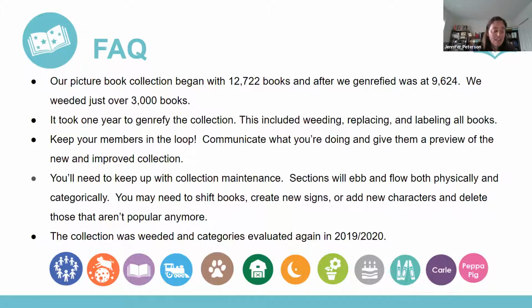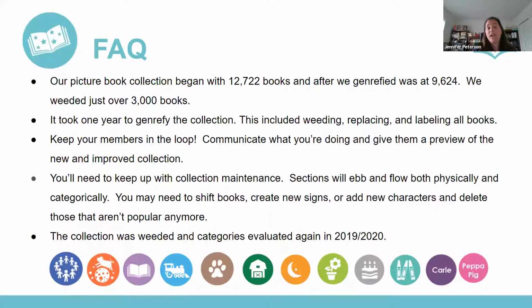One thing to keep in mind, you will need to keep up with the collection maintenance. Sections do ebb and flow, both physically, meaning, if you saw the picture, the bottom bin will sometimes get very stuffed, and then you'll have an empty bin right next to it. So you do have to shift the books as things get checked out. You also categorically may need to update.